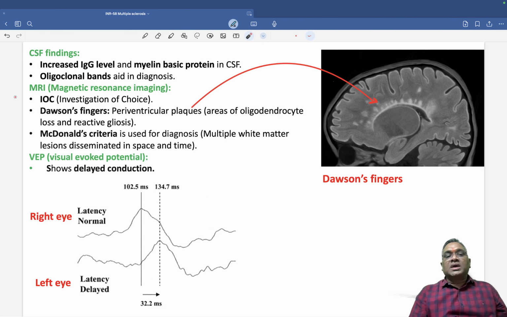helping in diagnosis, right? When you look at MRI, MRI is the investigation of choice to confirm the diagnosis of multiple sclerosis. So remember, it is the investigation of choice.